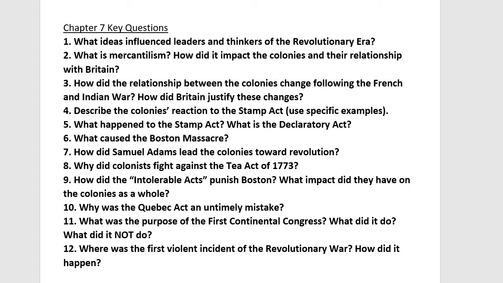Number 7, how did Samuel Adams lead the colonies toward revolution? Well, he is called the firebrand of the Revolution.